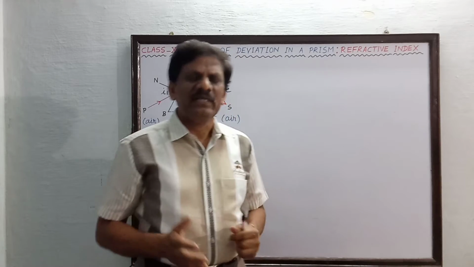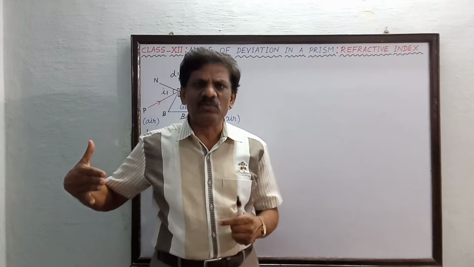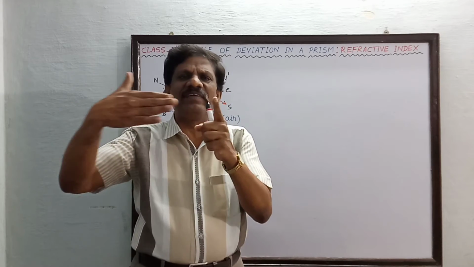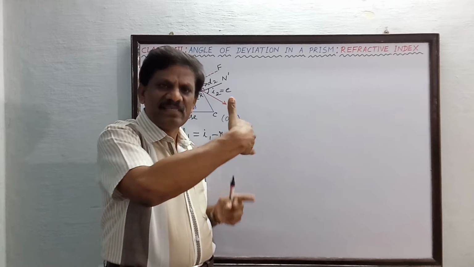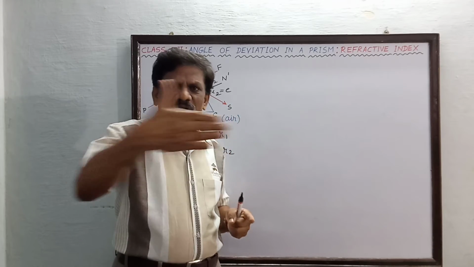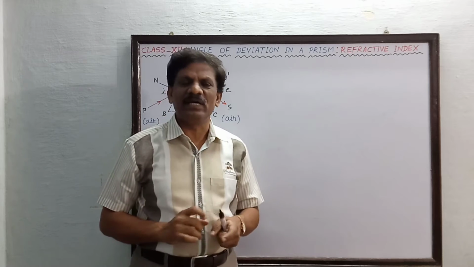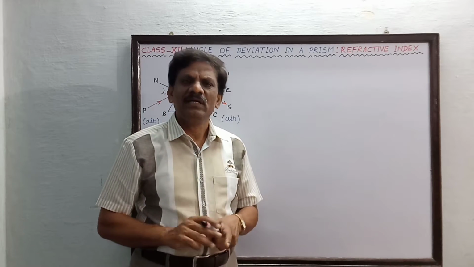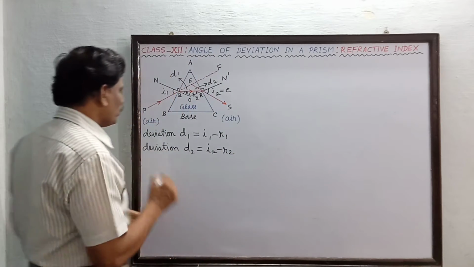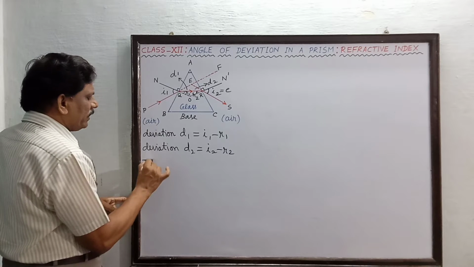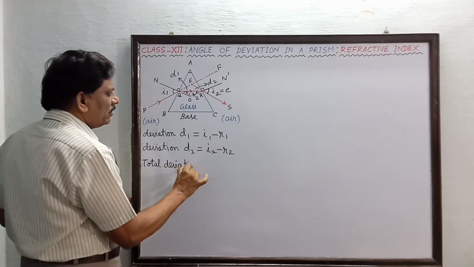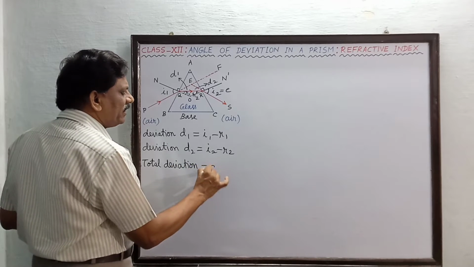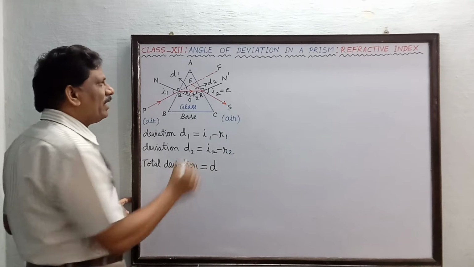So how many times is the light deviating from its original direction? When the light is incident on the face AB, once it deviates. Again, when it is incident on the surface AC, another time it deviates. So twice it is deviating from its path. So what should naturally be the total deviation produced? The total deviation is denoted by the symbol D.